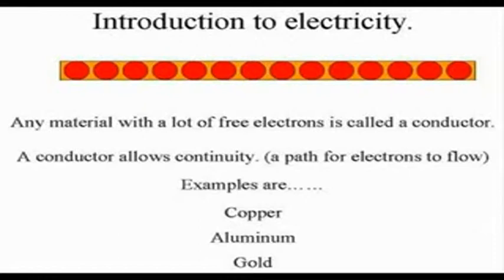A conductor is any material that has a lot of free electrons in it willing to move around. Some examples of good conductors are copper, aluminum, and gold. These conductors allow what's called continuity, or a path for these electrons to move in.